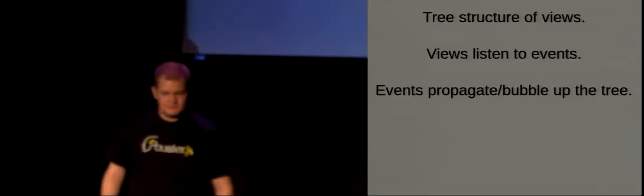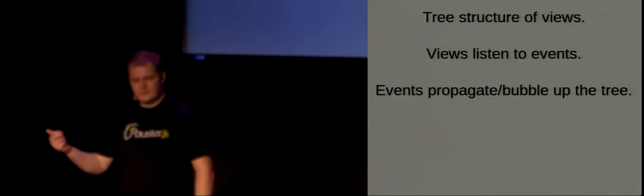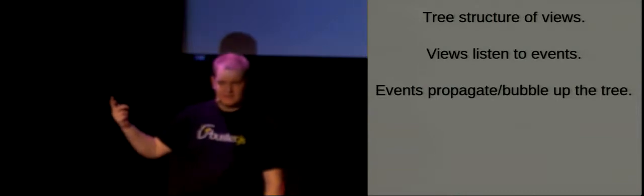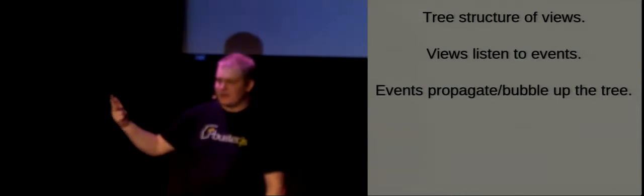So that's what I mean with events propagating upwards in the tree. If I do a swipe on the blue view and I have a swipe gesture recognizer on the red view, it will still trigger, even if the blue view is on top of the red view. So, tree structure of views. Views listen to events, and events propagate up the tree.